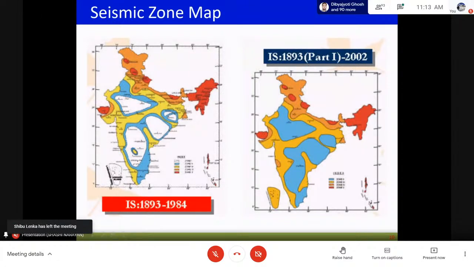Now, based on past earthquakes, before 1984 this was the map where we had Zone 1, Zone 2, Zone 3, Zone 4, Zone 5. Then after that, in 1984 there was an earthquake in the Bihar region, on the Bihar Nepal border, and then there was one earthquake in the Assam northeast region as well. So these two regions, and nearby we had the Latur earthquake. All these three earthquakes resulted in a rezonation of the map.